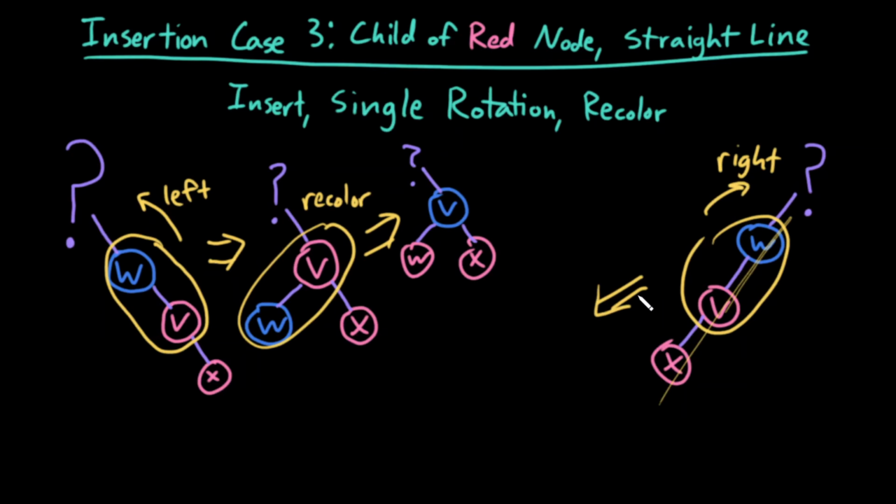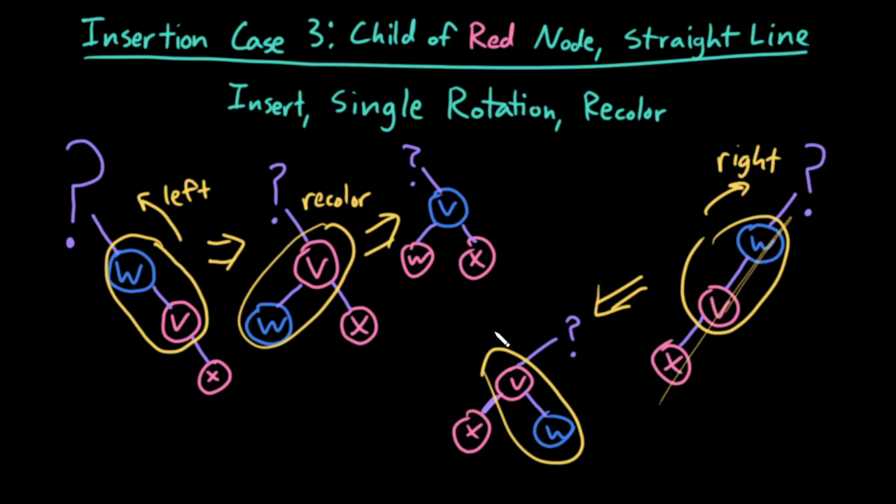So I'll draw this over here. Some tree stuff over there. So now I have V as the parent. X remains its child. W is now its child. I've been using purple for the edges. And then now I recolor. So I recolor these two nodes.